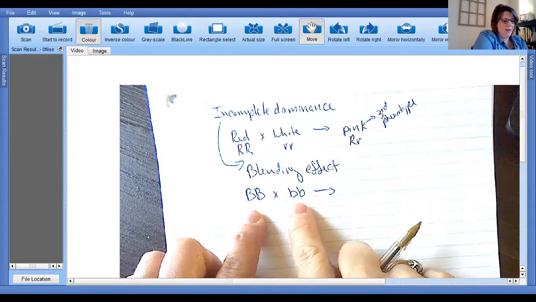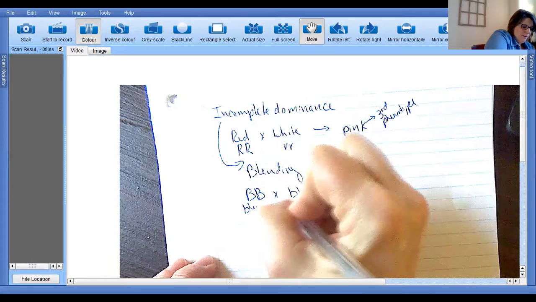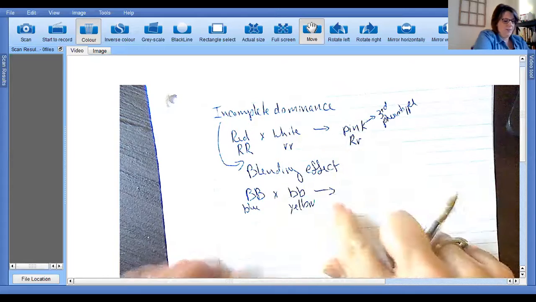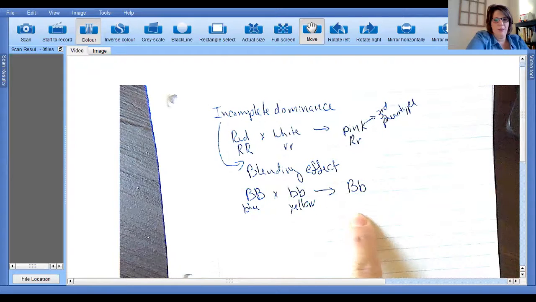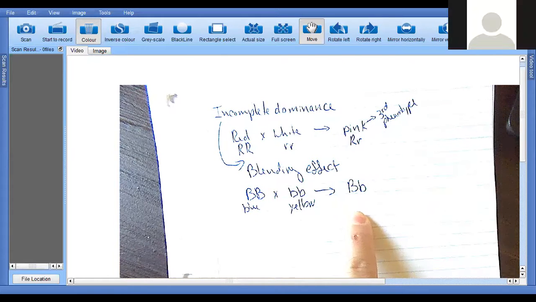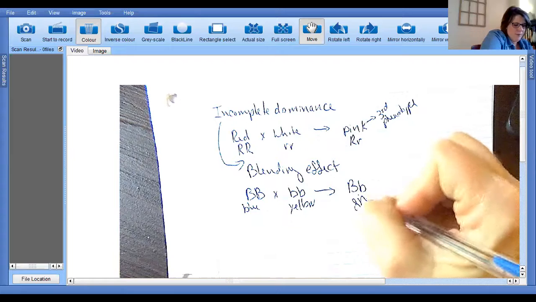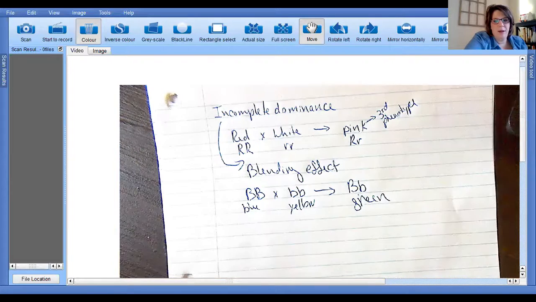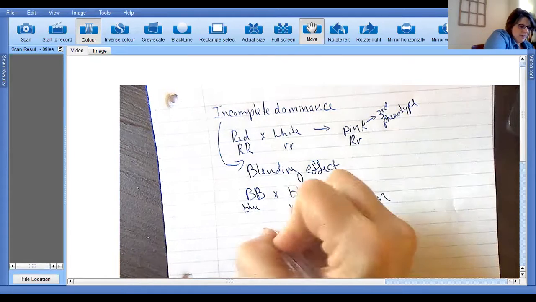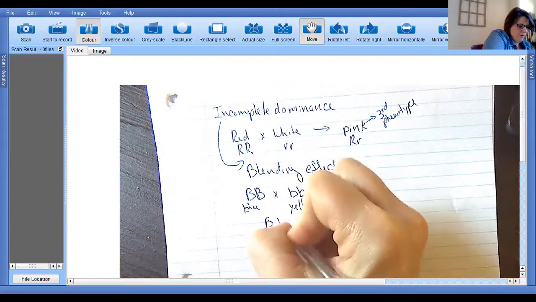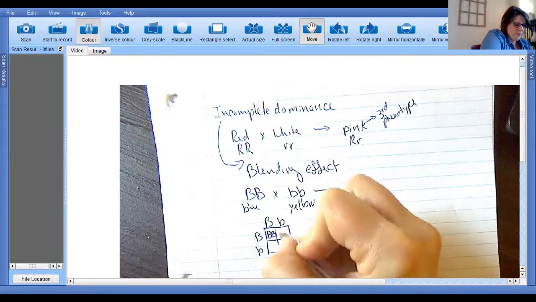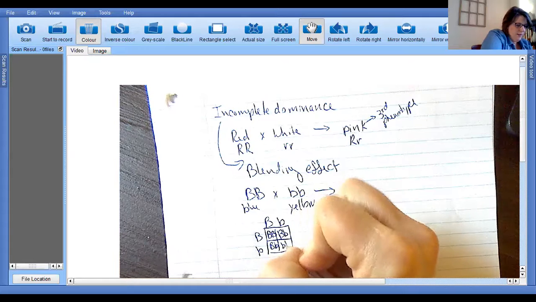If we take a blue flower and a yellow flower and we cross them, what do you think the phenotype might be for this one? It would be green. It's just a blend. Okay. Now we work these the same way as we did with the other Punnett squares. So we could take a green flower and cross it with another green flower, and we could fill in the Punnett square. So we've got big B, little b, big B, little b, little b, little b.